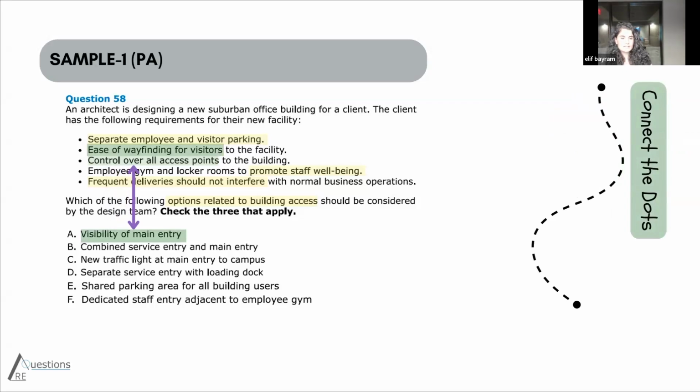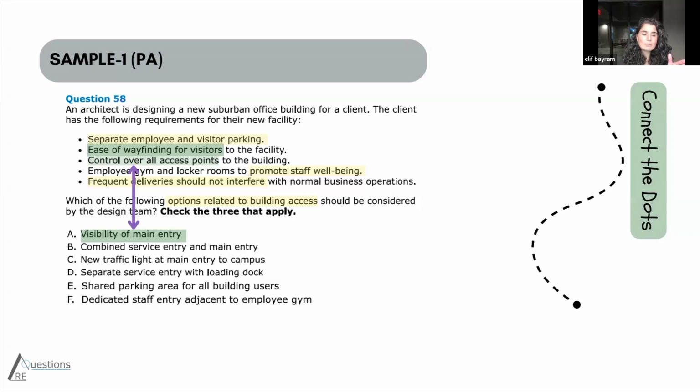So the first one says visibility of main entrance. When you look at NCARB's explanation, they highlight the second criteria, ease of wayfinding for visitors. Obviously, when a main entry is visible, it's easier to find it, right? But I think one thing they missed is the third one. It says control over all access points to the building. So when you have visibility, you have control, okay? That's also good for security.